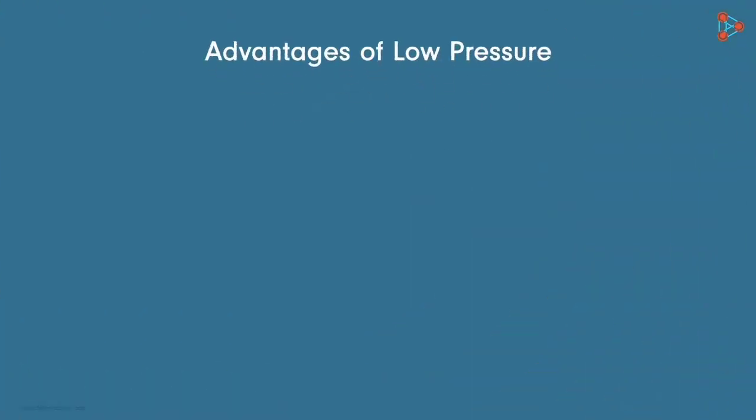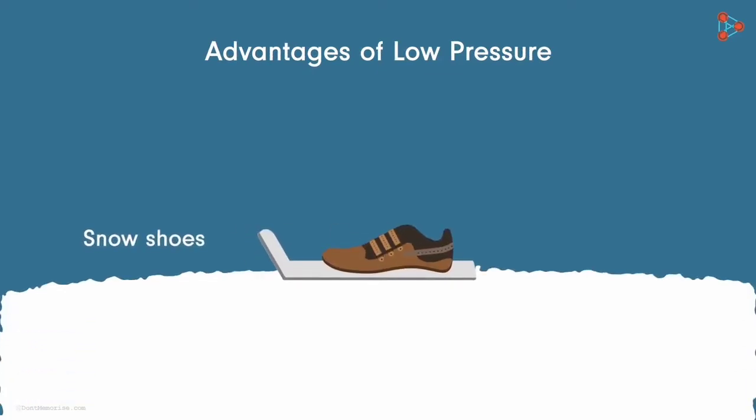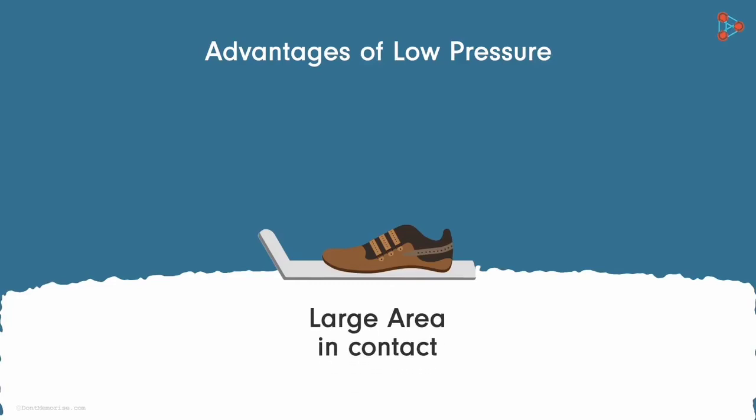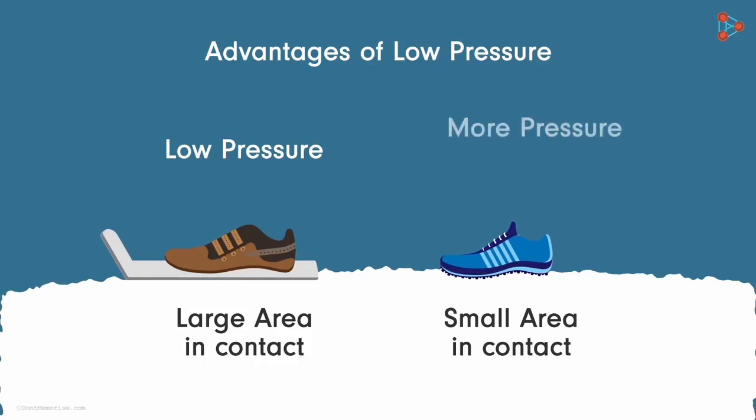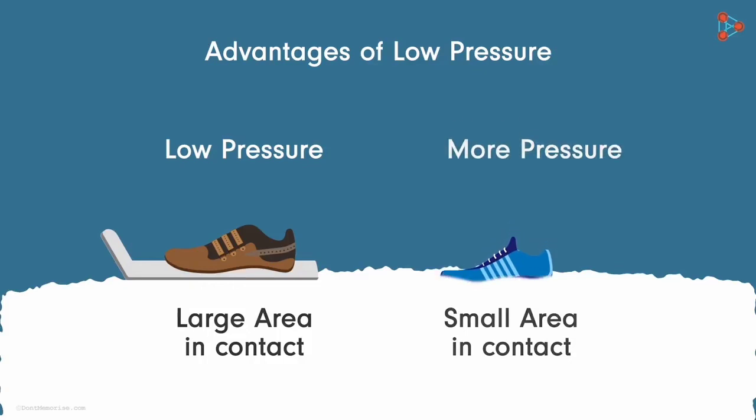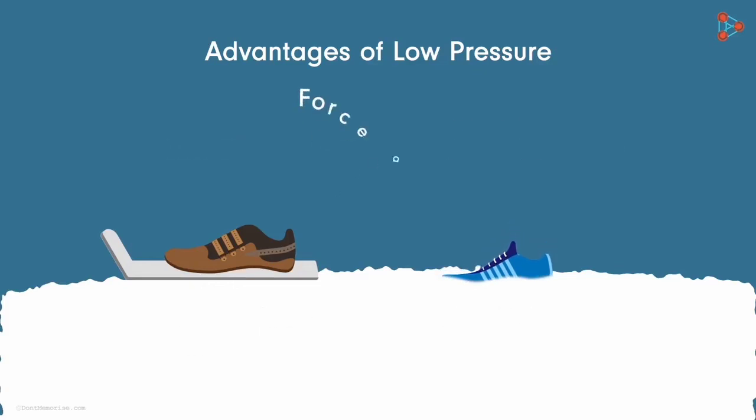Okay students, next let's look at the advantages of low pressure. When we use snow shoes in snow, we know there is a large area in contact with the snow, so low pressure, and the shoe will not go deep into the snow. We can walk or slide through the snow easily. If you are using a small area in contact, the shoes will go deep into the snow. We cannot walk properly. Understand?